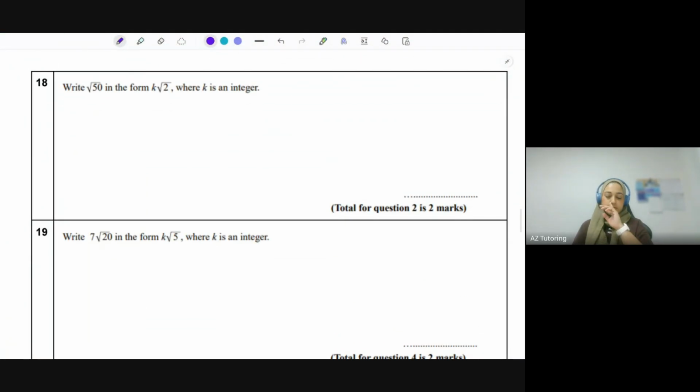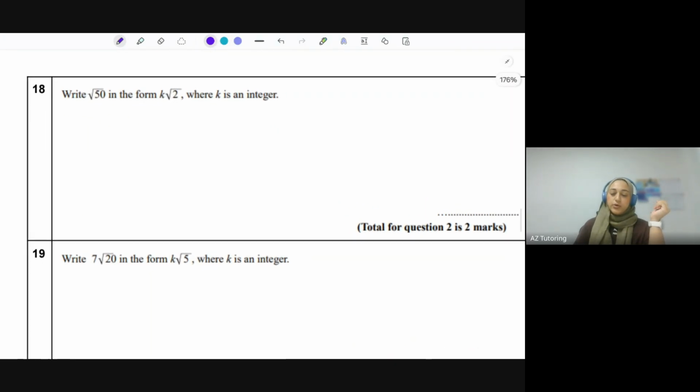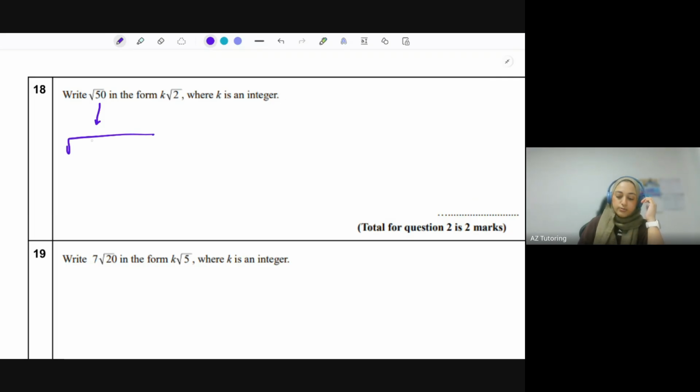So looking at this, write root 50 in the form k root 2. So we know what a surd is now. The purpose of surds is you try and keep them as surds just because they can get messy quite quickly. So a surd rule is I can break this down into two numbers that times to give me 50. And they've given me a clue in the question. They said 2. So something times 2 gives me 50.